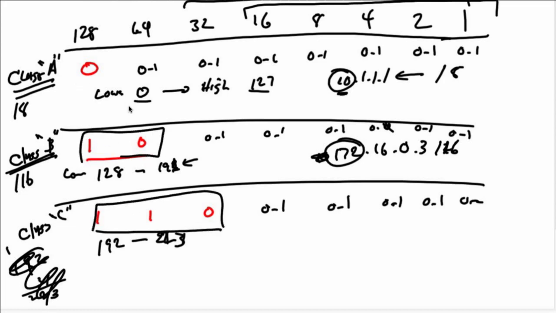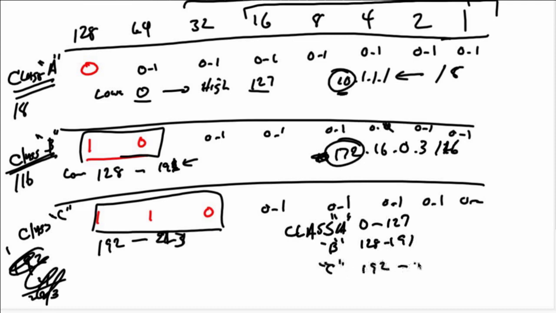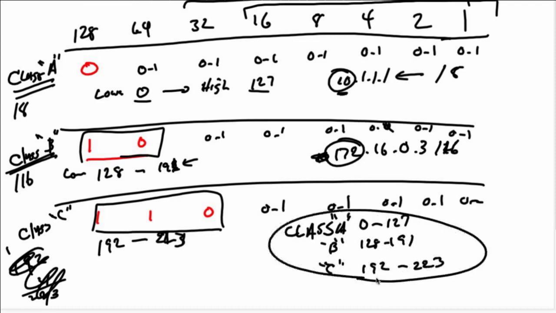So this is how you would know if you forgot to memorize the range. At the end of the day, our ranges are going to be for a Class A, anything from 0 to 127. For a Class B, it's going to be 128 to 191. For a Class C address, it's going to be 192 to 223. And that's simply by looking at the first octet.